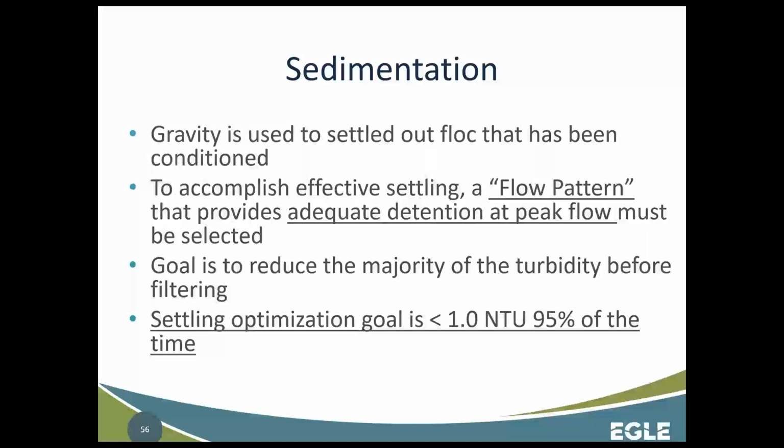The goal here is to eliminate as much of the turbidity as possible before filtering. We've got an area-wide optimization program your plant may participate in. It's an EPA program. Michigan's involved, and several other states are involved as well. Basically, what this program does is set goals for each step of the process. For settling to be considered optimized, the goal is to have less than 1 NTU 95% of the time.